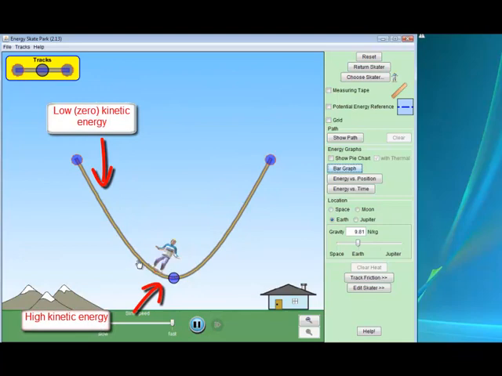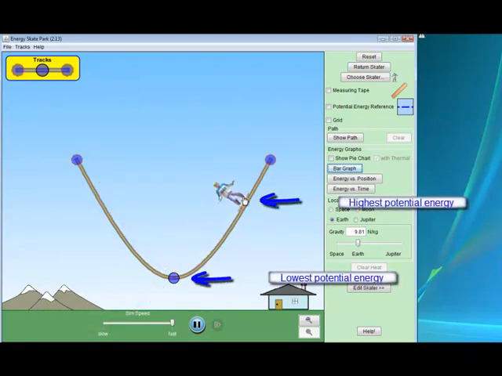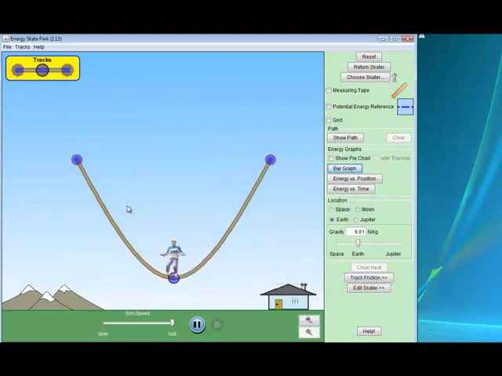As you can see, the value will change depending on whether he's all the way at the bottom, where his kinetic energy will be high, or when he's at the top here, when his kinetic energy will basically be zero. And then his potential energy will depend on his position, depending on how high he is on the ramp. So this would be a good example of a system that will include all the forms of energy that we'll be discussing in this video.